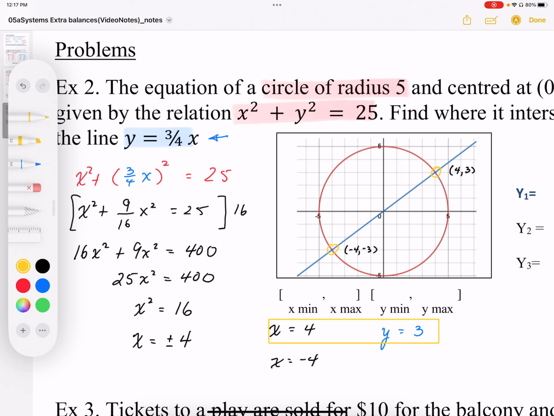I can also plug negative 4 into my y equals equation. So negative 4 times 3 over 4 is going to give me negative 3. And that then generates the other solution here. So those are my two solutions. And because it's a squared, I actually have two answers for this problem.